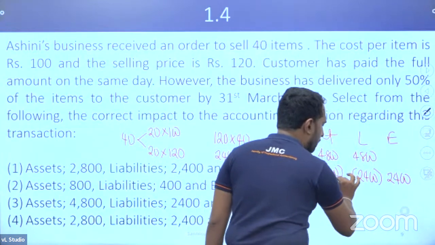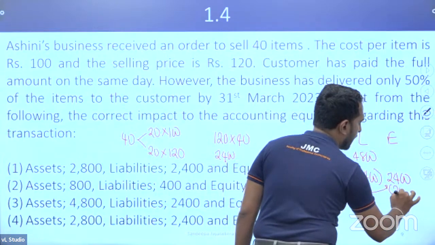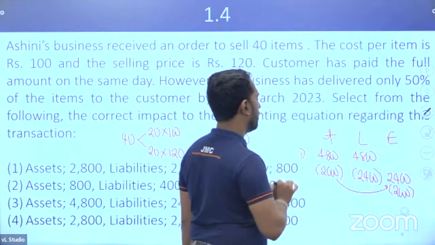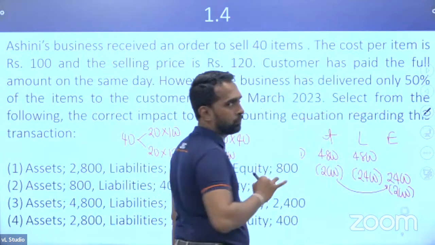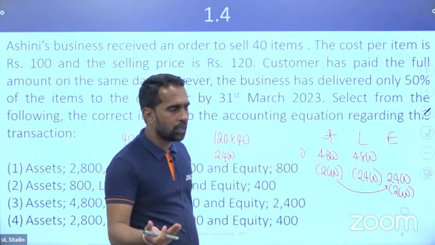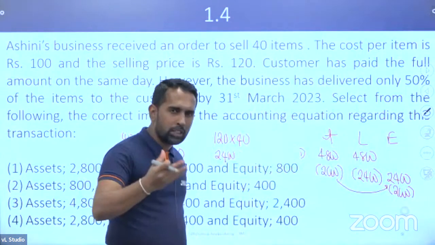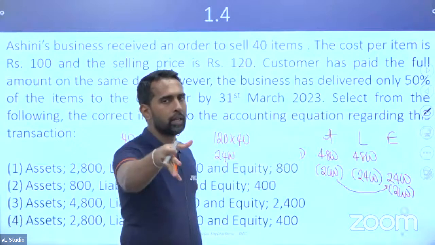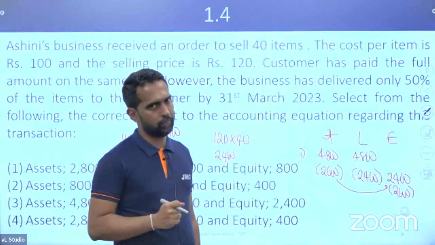And the cost of the item, the inventory, will become my expense, right? My inventory came down, it became an expense. That is my cost of sale. So 2000 became my cost of sale. And out of the 4800, the amount received in advance, now 50% I can recognize as income because I have delivered 50% of the goods.